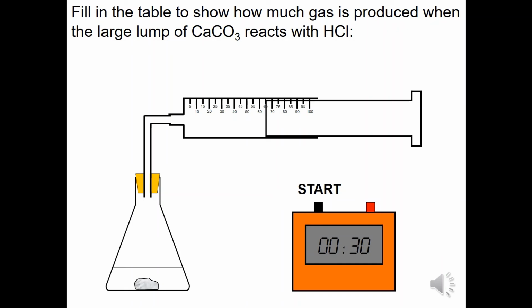And the reaction has finished, we can see that the gas has stopped being produced. There's no more bubbles coming out of that calcium carbonate, and the plunger has stopped as well. So we'd stop at 30 seconds. If you need to watch that again, just press rewind by a minute or so to double check that you've got the right figures, and then carry on.